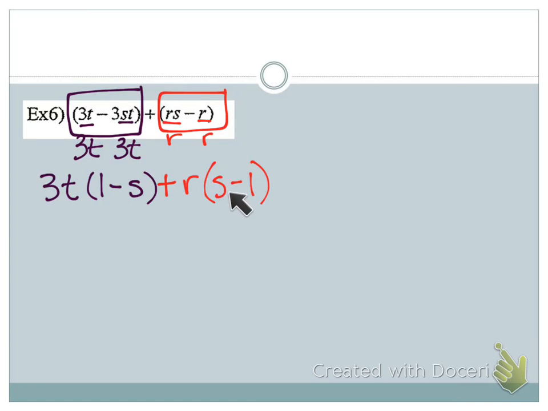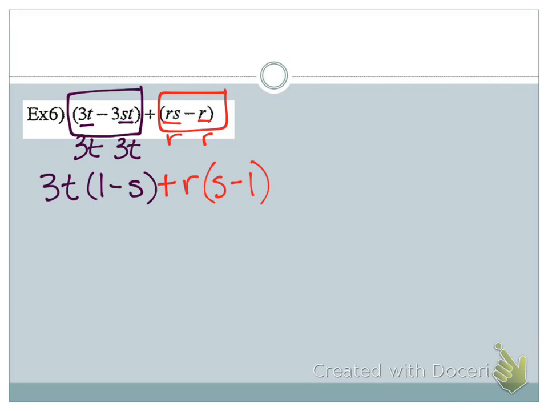Okay, our parentheses are not exactly the same. First of all, they're in a different order, but they also have different signs. Here, my 1 is positive. Back here, it is negative. Here, my S is negative. Back here, it's positive. So we got to change one of them.